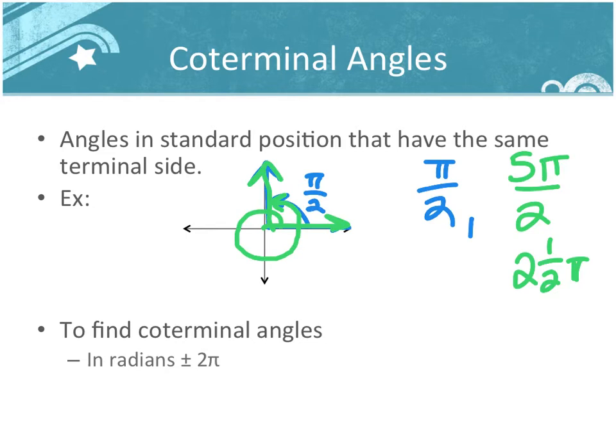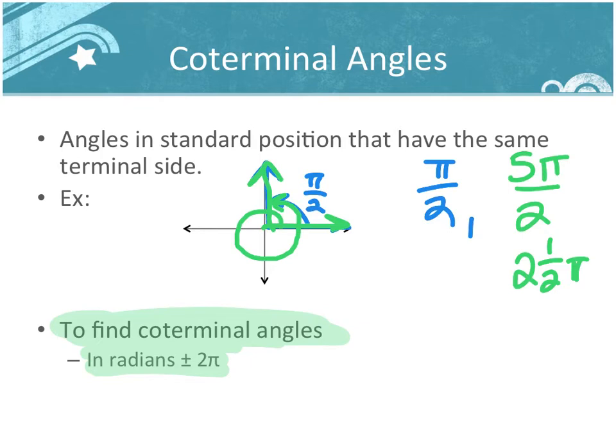To find coterminal angles when we're in radians, because that's where we're going to start, you would add and subtract 2 pi. So if I wanted a positive coterminal angle, I will add 2 pi to my number until it's positive. If I want a negative coterminal angle, I would subtract 2 pi. And your answer should be negative. So you might need to do that more than once.